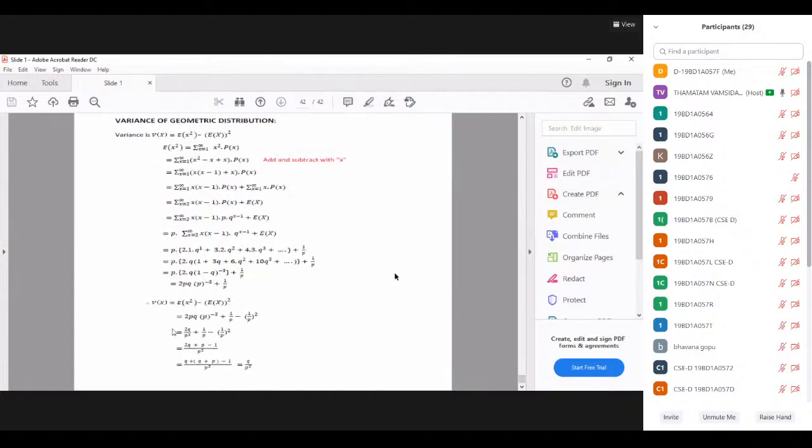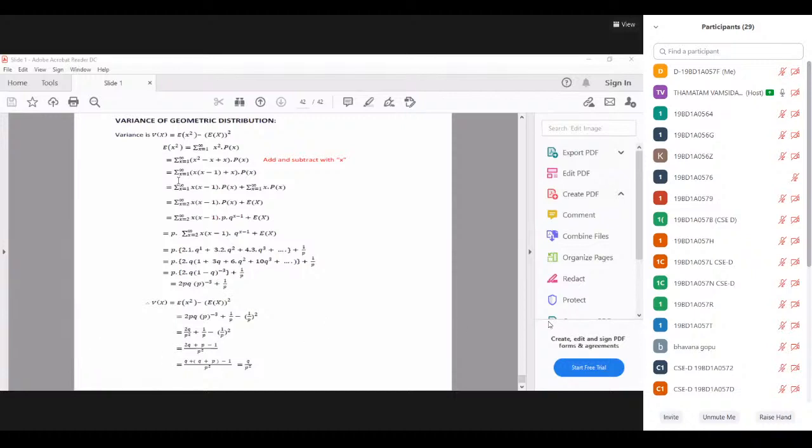Very good. The variance formula is expectation of x square minus expectation of x whole square. All of you see that one.